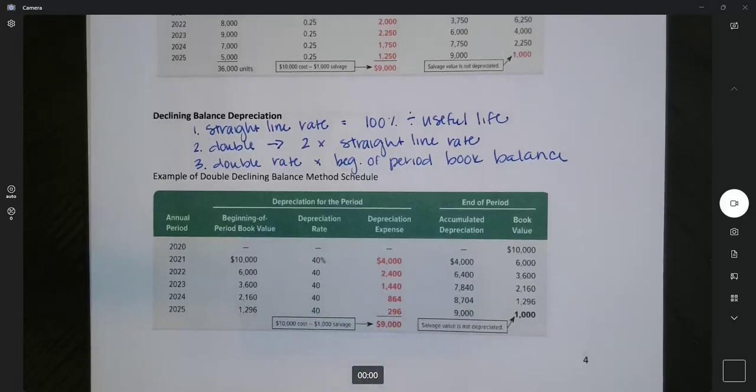Important factor to note in both the units of production depreciation schedule and the double declining balance method, you cannot go below the depreciable cost, so the cost minus the salvage value.